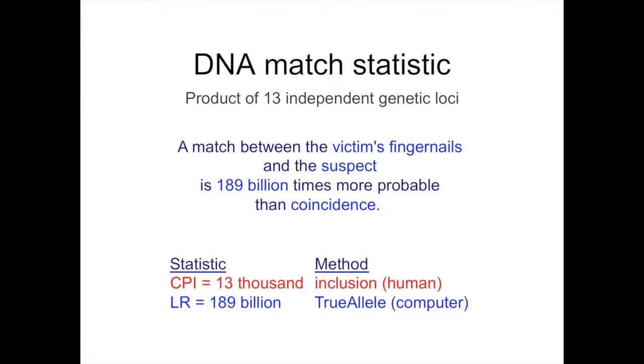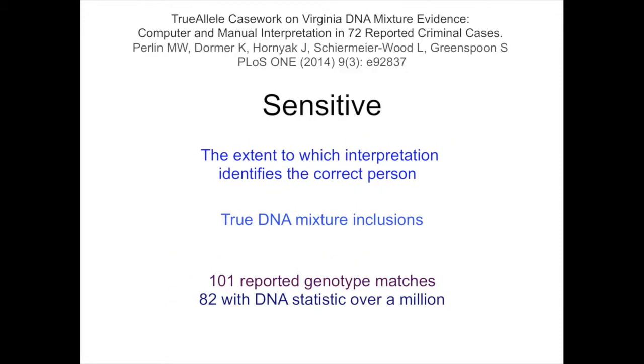We've done about 200 cases at this point. Okay, so I'm going to tell you about a study that we've done. We've done about 24 validation studies, and 5 have been published. This is the most recent one. It was in PLOS ONE. It appeared this spring. It's True Allele Casework on Virginia DNA mixture evidence, computer and manual interpretation in 72 reported criminal cases. I'm going to quickly talk about sensitivity, specificity, and reproducibility.